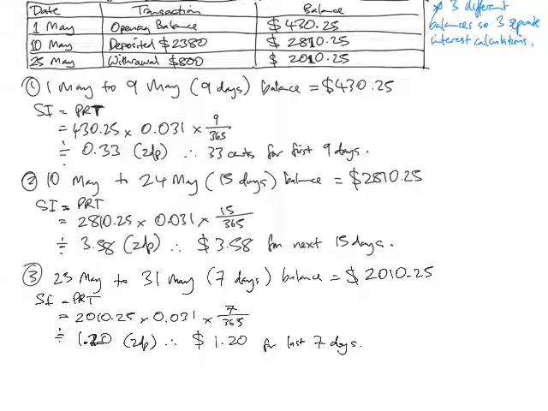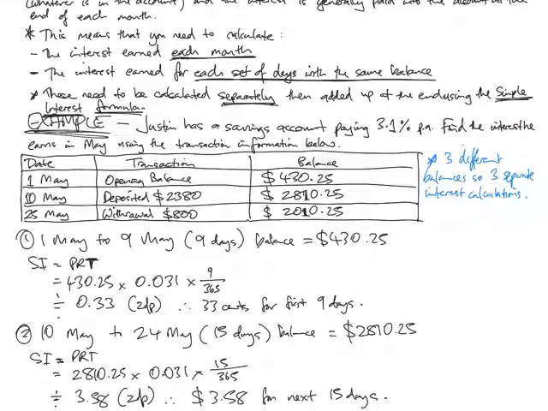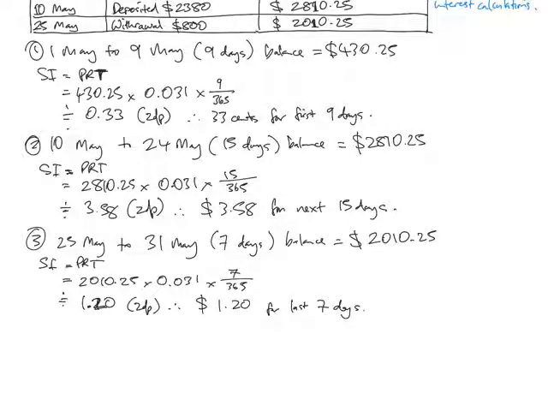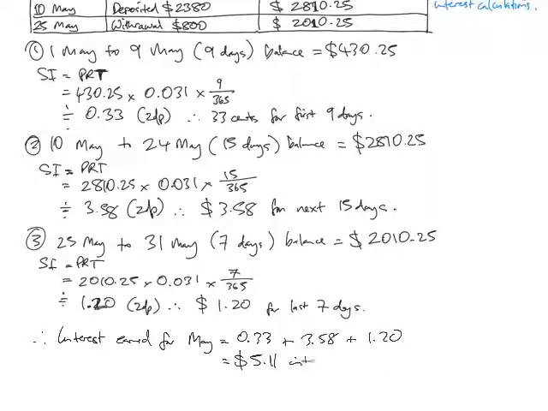So we've done all 3 sections. Now you just need to do what I set up here, which is to add up the interest for the month. So we know how much interest Justin earns for the month of May. Therefore, interest earned for May is going to be 33 cents plus $3.58 plus $1.20. That comes to $5.11 interest.